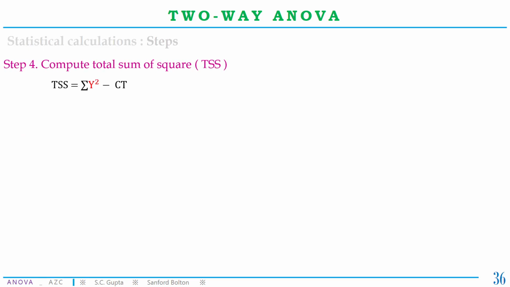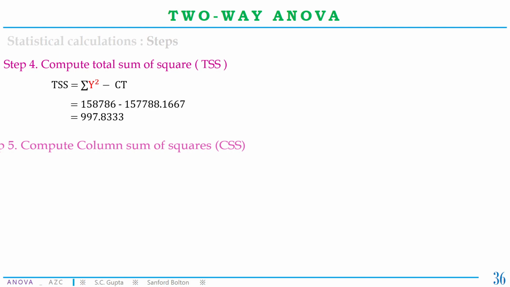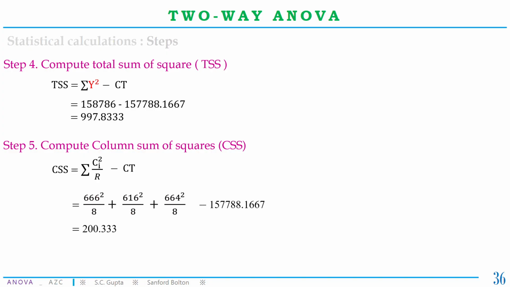Next step is compute total sum of square. TSS calculated is 997.8333. Now compute column sum of squares. CSS calculated is 200.333.